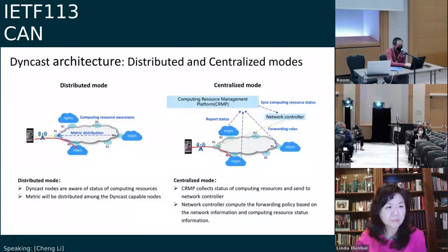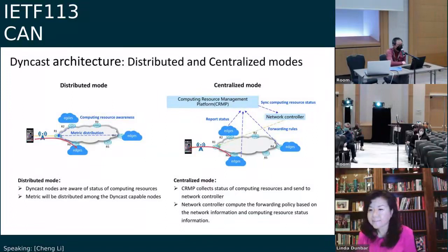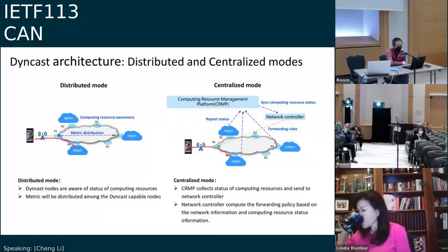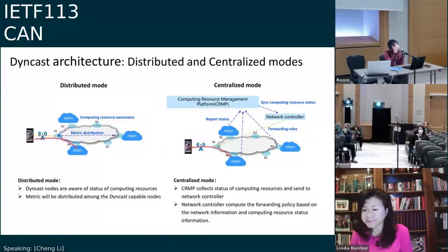Okay, so in our design, the Dyncast architecture will have two modes. One is distributed and another one is centralized, right? So I will go into the details of the distributed mode today. And let's take a look at the distributed mode at the left side. In distributed mode, the Dyncast node will be aware of the status of computing resources. And this metric of the computing resource will be distributed among the Dyncast capable nodes so that the optimal forwarding or routing decision can be made by the ingress Dyncast router, right?